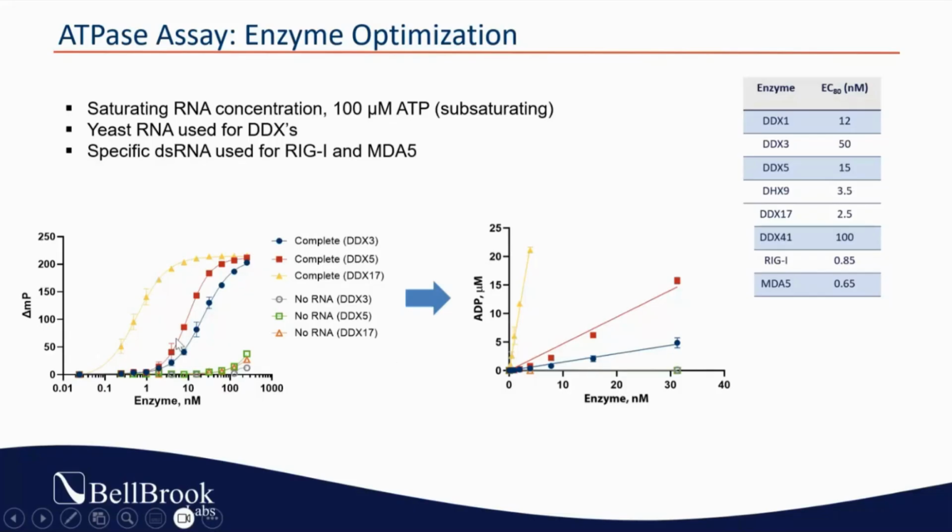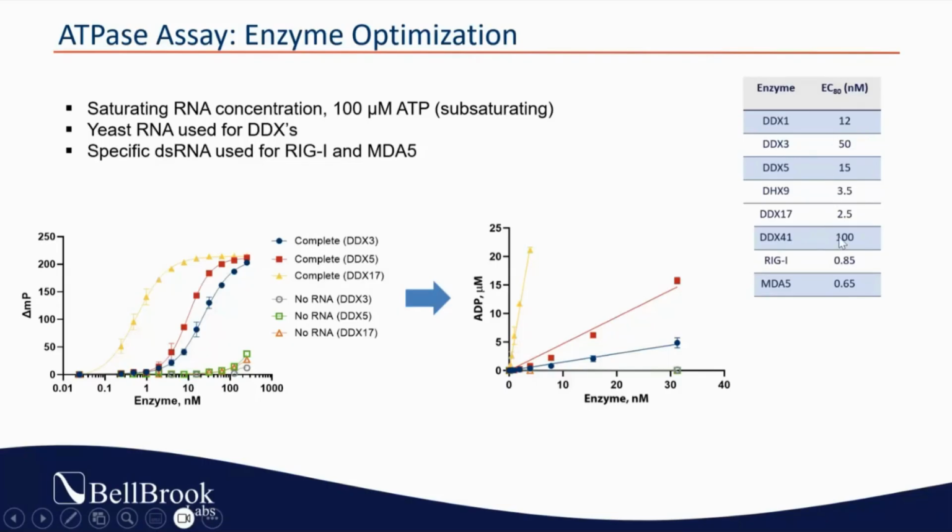So you can see here we've done an enzyme titration with 3 different RNA helicases. You can see that it's completely dependent on the presence of the RNA. So you don't see ATPase, or very, very little, in the absence of RNA. When you convert that polarization signal to ADP formation, you get a nice linear response to the enzyme concentration, which is what you want to see. The table on the right shows the typical enzyme concentrations that we recommend to generate this type of initial velocity response, which is about the EC80 on these titration curves.